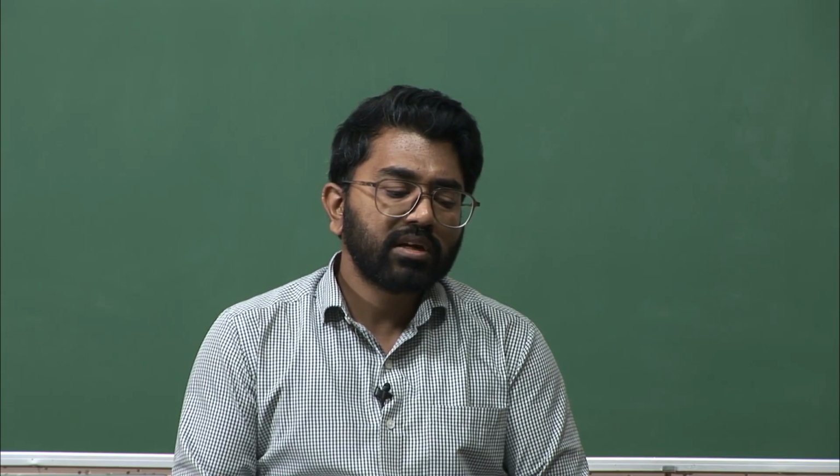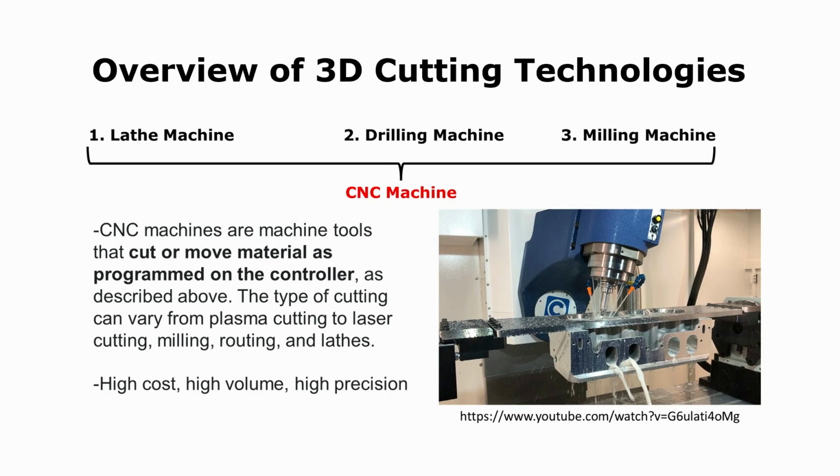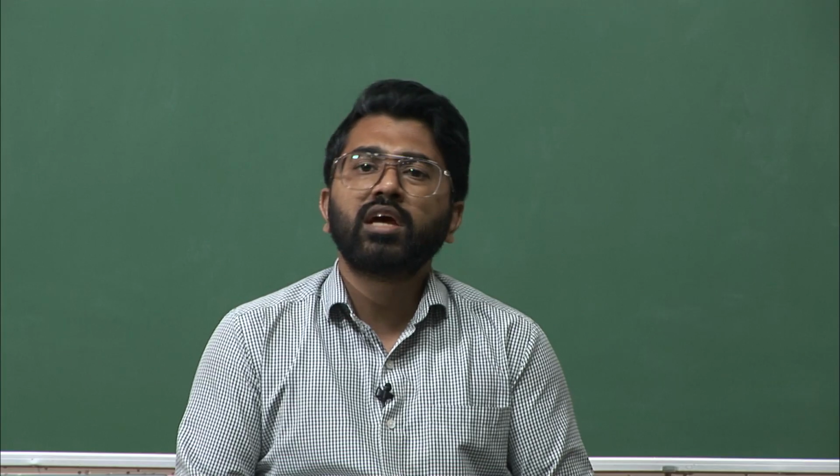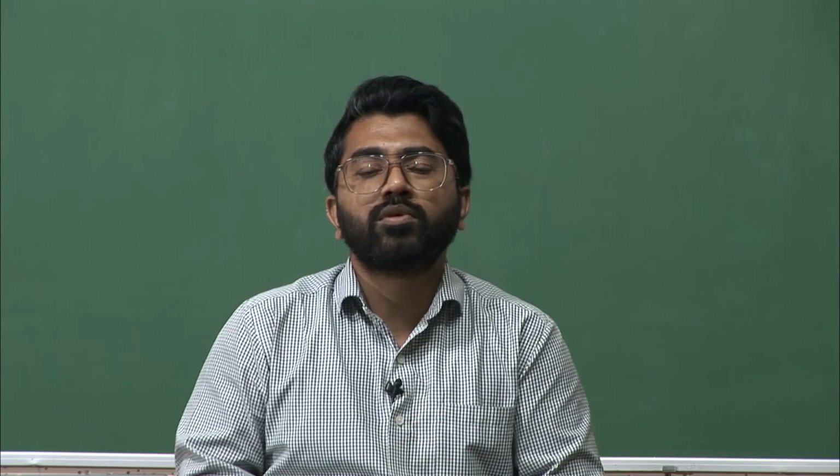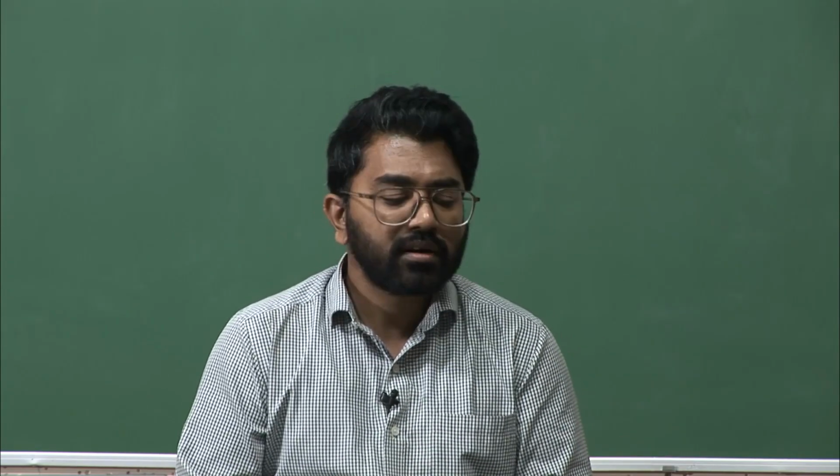So, CNC machines are typically machine tools that cut or move material as programmed on a controller. So, you have a controlling system and a complete program through which the machine and everything is automated, right. As described above, the type of cutting can vary from plasma cutting to laser cutting to milling, routing, lathing. There could be so many different cutting technologies all put together. Based on the specifications of a particular CNC machine, they can range from 7 or 10 operations to 50 different operations, and they can also move the material as they do these operations. So, it is a mini manufacturing line, right.